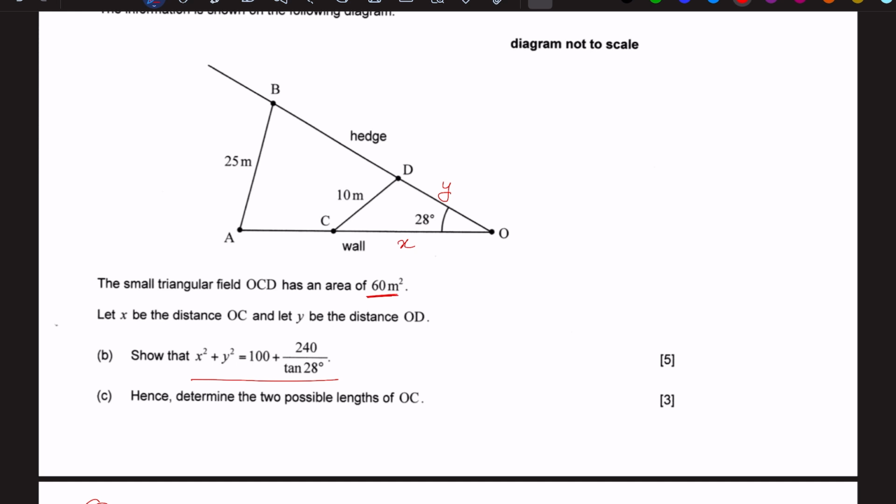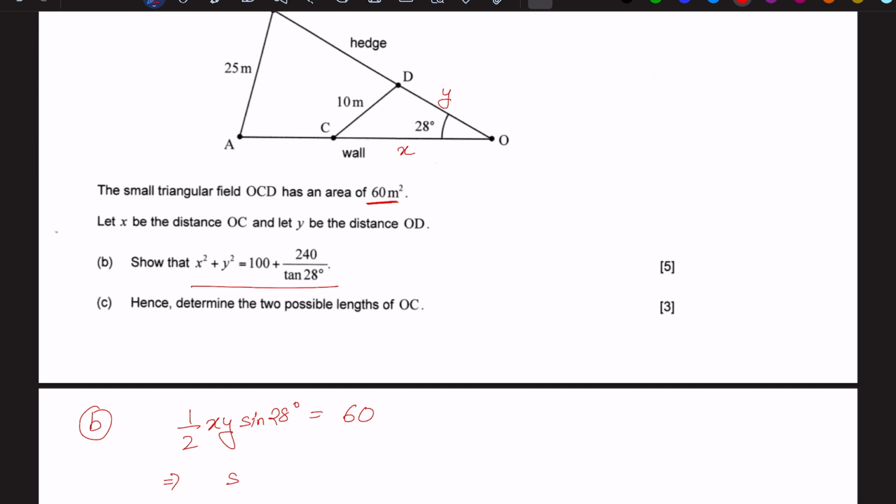Now as the area is given, I can use the sine formula of area to get a relation. So it will be half xy sin 28 degrees. This will be equal to 60. So from here I can say sin 28 degrees would be 60 times 2 is 120, 120 by xy. So this is my first equation.